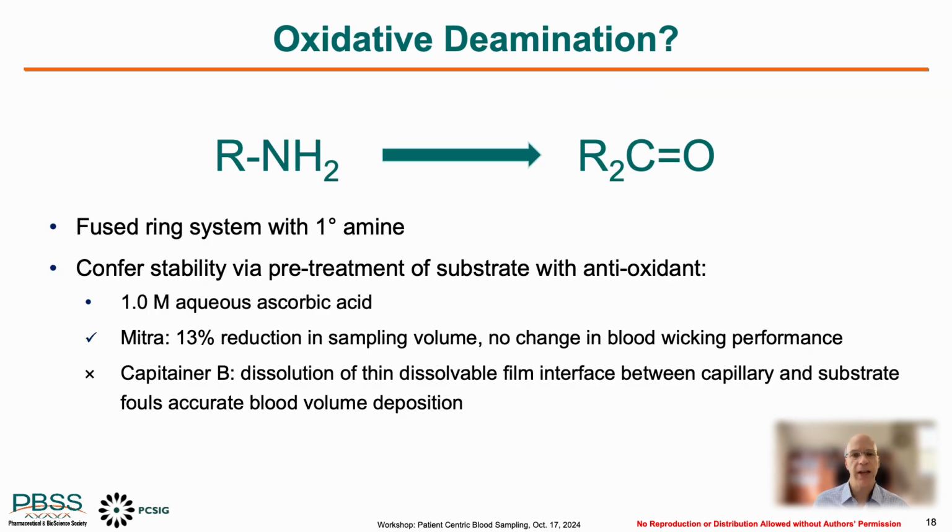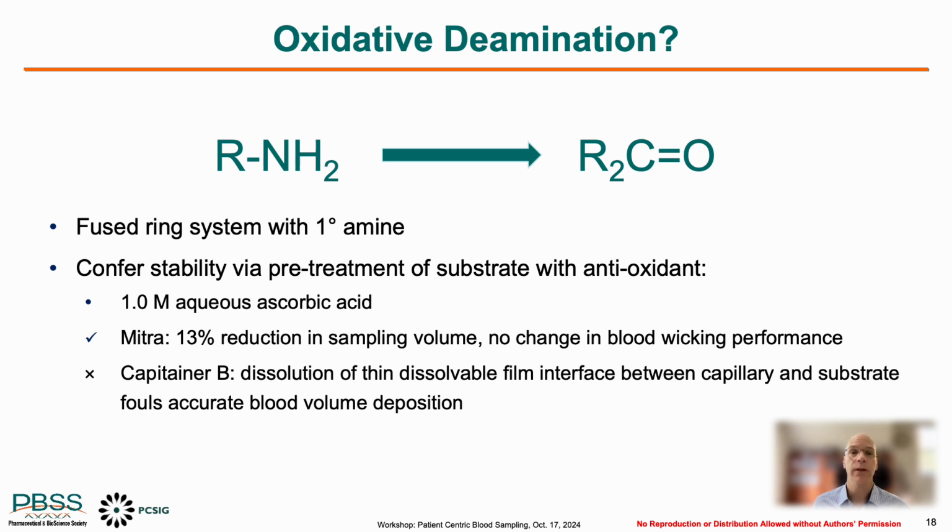So given the structure of the analyte in this case study, which fortunately I cannot divulge the full structure other than to say it's a singly halogenated fused ring system with a primary amine, we proposed oxidative deamination to the ketone as the major degradation pathway.